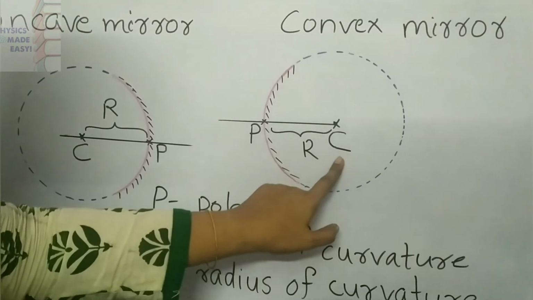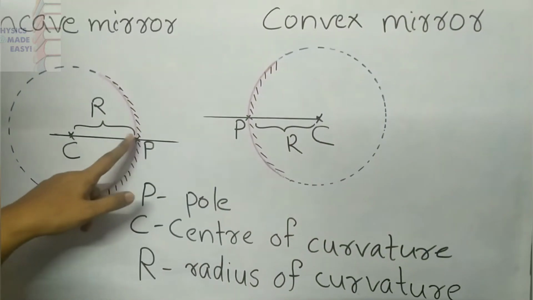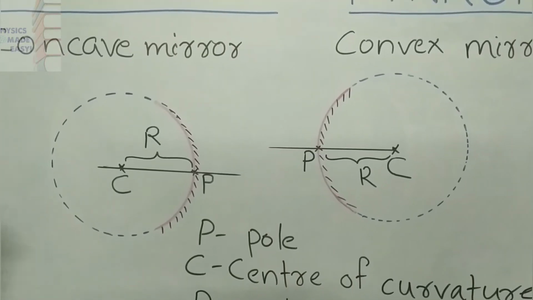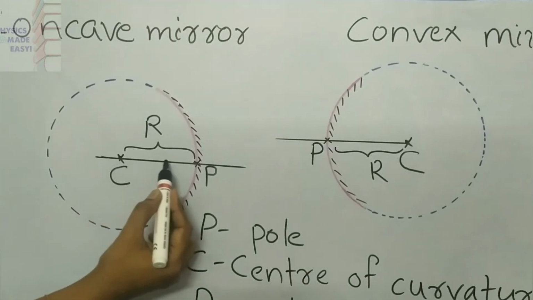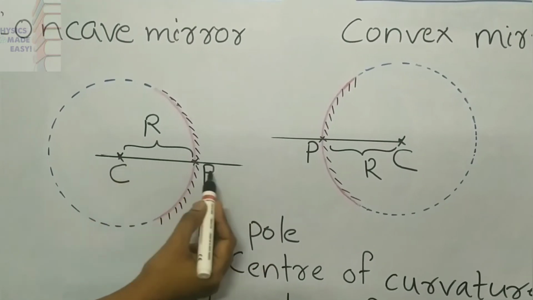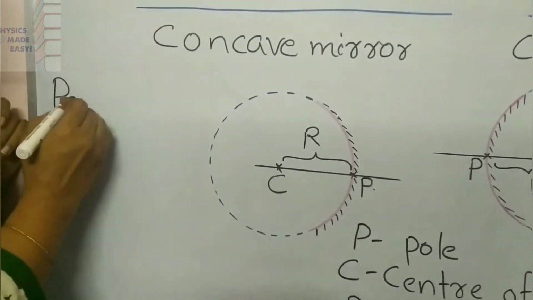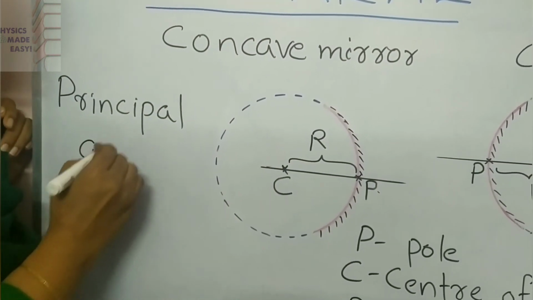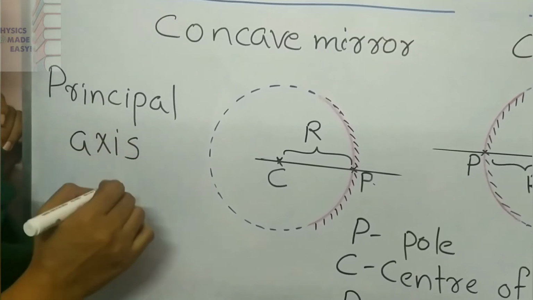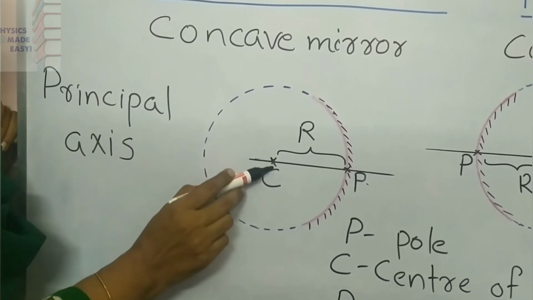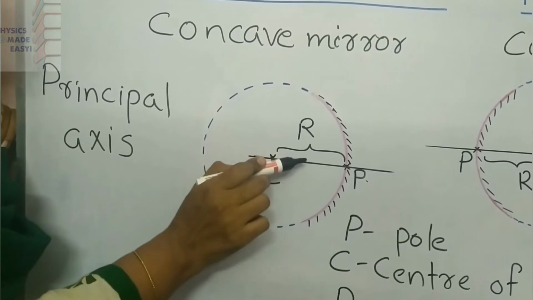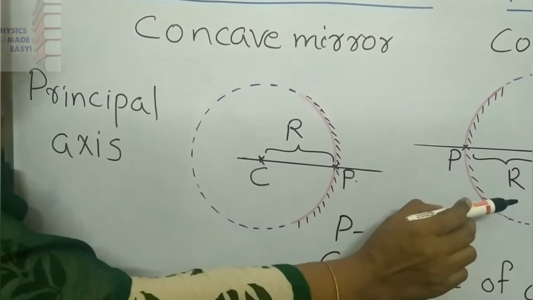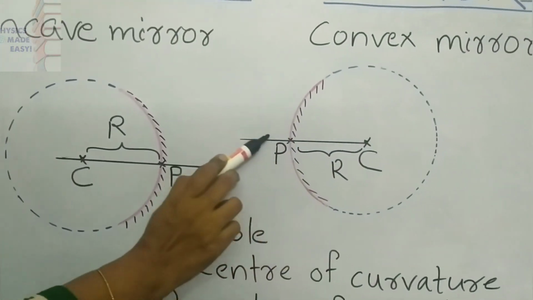Here also you see the center of curvature, and the distance between P and C is the radius of curvature. Here you can see a straight line passing through these two points C and P. We call this line the principal axis. So the principal axis is the imaginary line passing through the center of curvature and the pole. In the case of the concave mirror, this is the principal axis. In the case of this convex mirror, this is the principal axis.